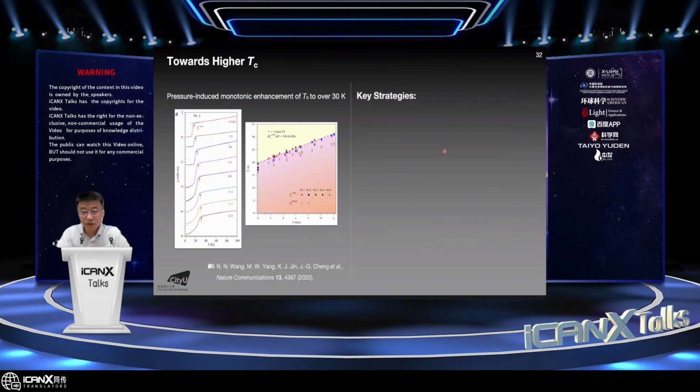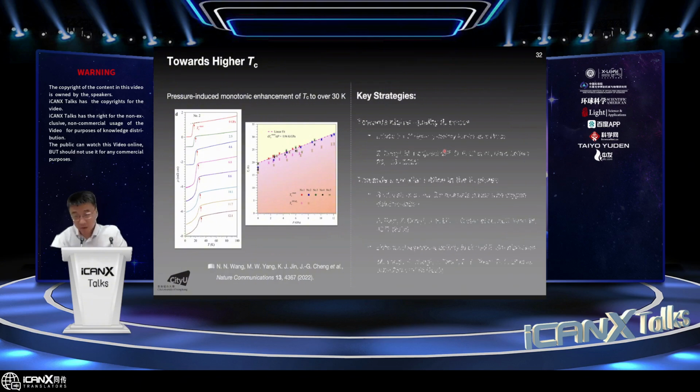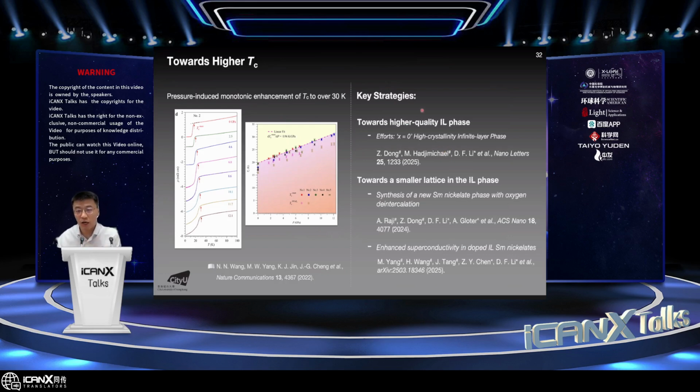Okay, so that brings me to the key strategies in terms of materials growth. Number one is that we always want to grow higher quality materials. And number two is that perhaps we can tune the lattice in a controlled or smart way in the infinite-layer phases, hoping to get higher TC. Okay. So in today's talk, I would like to just focus on the second strategy, introducing a little bit what we did in terms of going to a smaller lattice material.